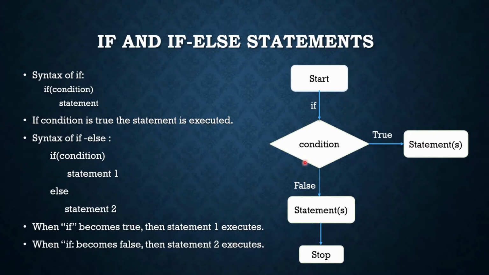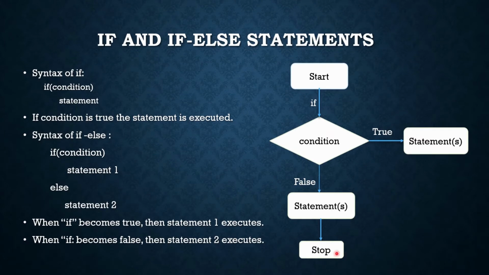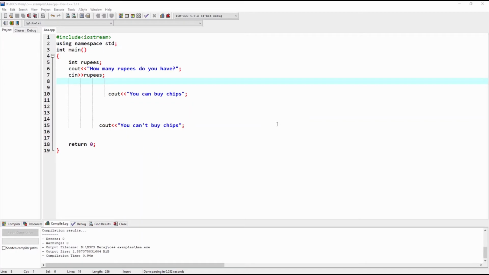Understand with the help of a flowchart. If the condition is true, it executes a statement. If this condition is false, it executes a second statement. Now I explain it by writing a C++ program. This is the Dev C++ compiler and we can write different C++ programs in it.